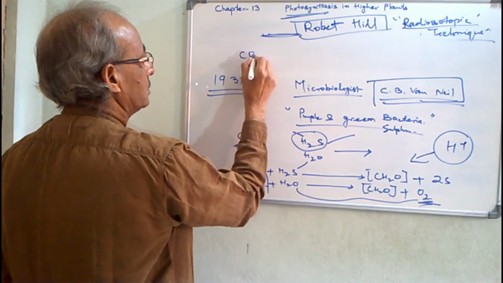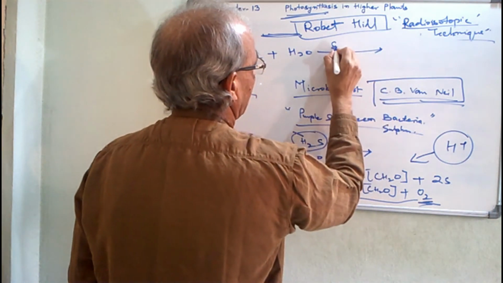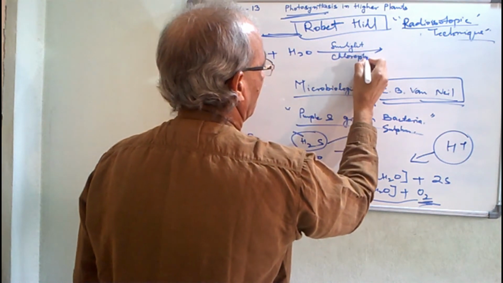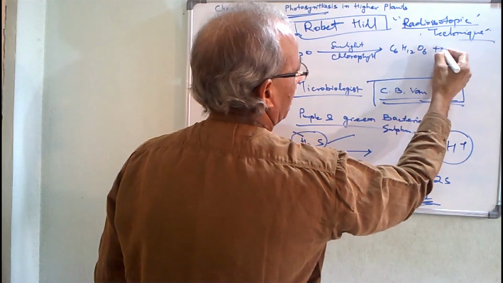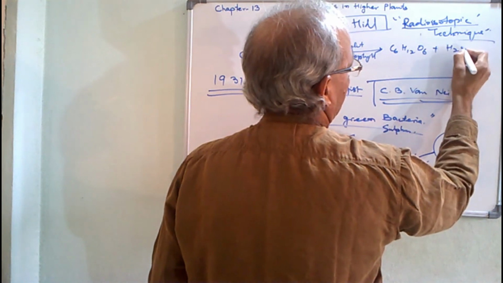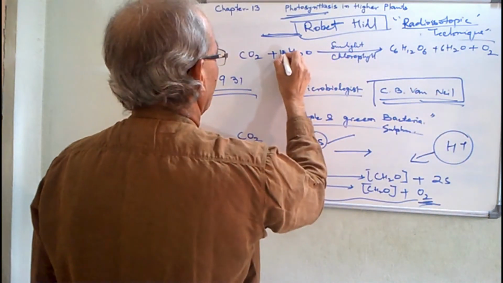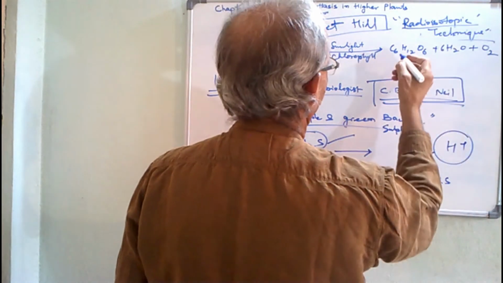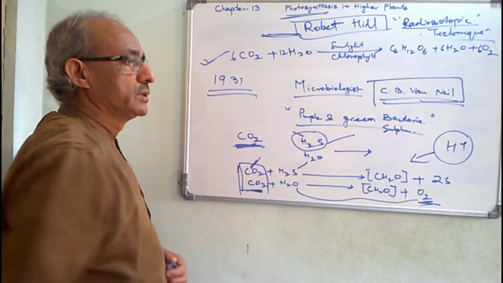That formula is well known and well accepted today. That is CO2 plus H2O, sunlight, chlorophyll, gives C6H12O6 plus H2O plus O2. This is the complete simple formula which was given by Robert Hill by this experiment, radioisotopic technique, which is well accepted still today.